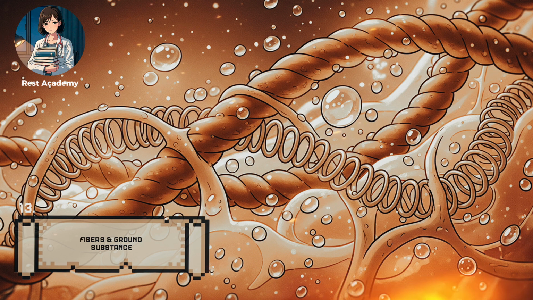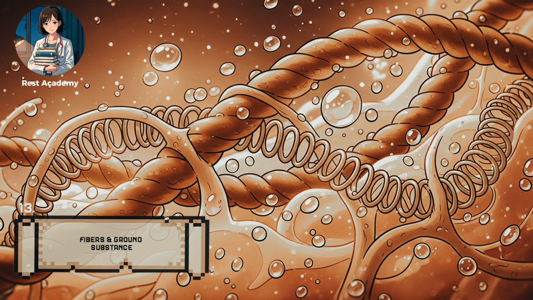Start with the cellular components. The principal cell of most connective tissue proper is the fibroblast, an elongated or stellate cell that synthesizes collagen, elastin, and other matrix components. When quiescent, it is called a fibrocyte. When active, it enlarges with abundant rough endoplasmic reticulum and a prominent Golgi apparatus. Fibroblasts not only produce matrix but also remodel it by secreting matrix metalloproteinases, MMPs, and their inhibitors.